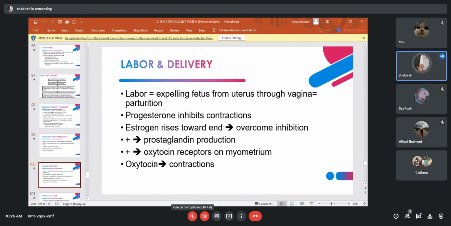So labor and delivery. Labor ni expelling fetus from the uterus through vagina. Parturition basically bersalin lah. Akan ada contractions masa labor. So progesterone inhibits contraction. So estrogen rises toward end, and then overcomes inhibition. Prostaglandin production, oxytocin receptor on myometrium, oxytocin to contraction. So oxytocin ni macam akan menaikkan lagi contraction tu lah.